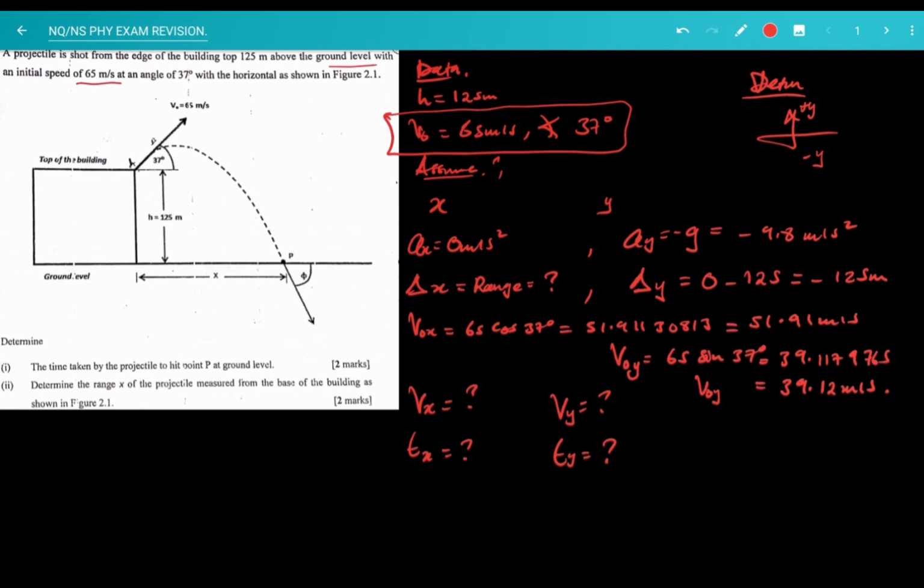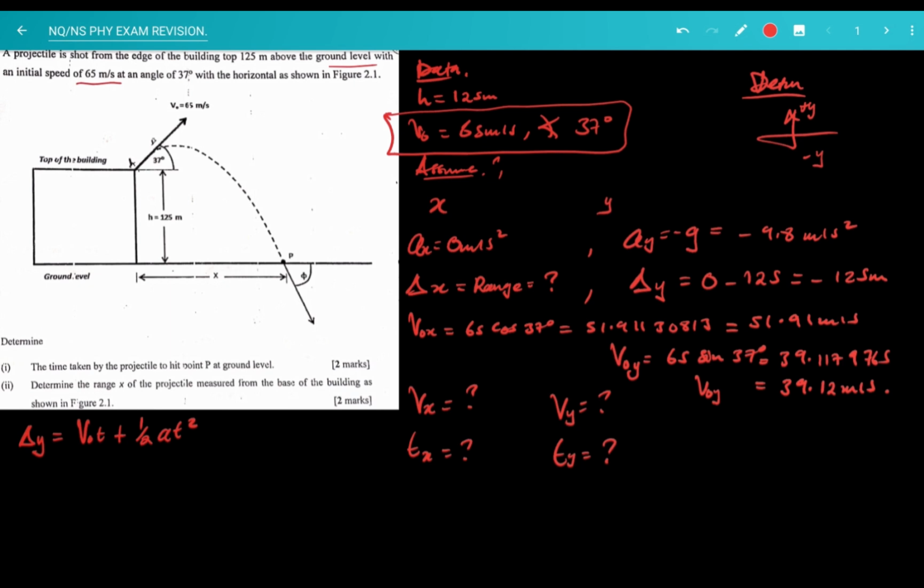Okay, so let us now try and solve the first question. It says the time taken for the projectile to hit point P at the ground level. So I'm going to use the formula for displacement, but we'll use it for the y-axis because that's where we have enough information. So it's going to be the change in y being equal to v initial t plus half a t squared.